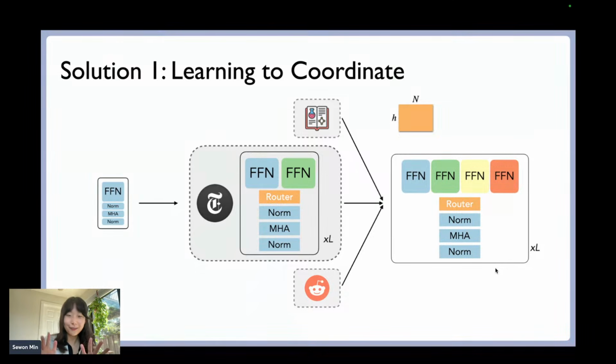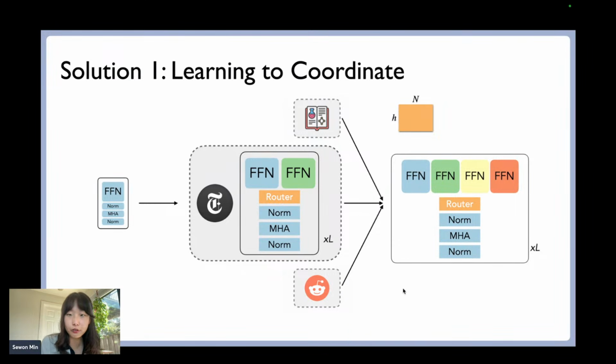Okay, so we talked about the FFN only, but we didn't talk about the router. So how do we solve the router problem? As I mentioned, this router involves training a router matrix that is H by N, where H is the hidden dimension and N is the number of experts. In this figure, N is 4.